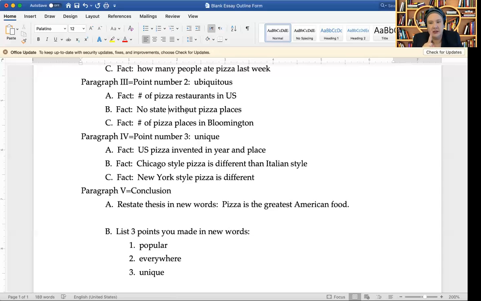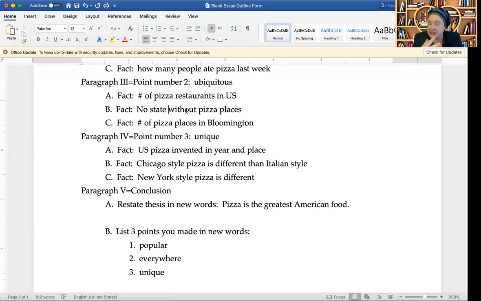So, clear and specific thesis, clear and specific facts. Those facts are organized. And the last thing I'm looking for. Don't laugh. It seems obvious, but don't laugh. The 4th point is, does it answer the question?